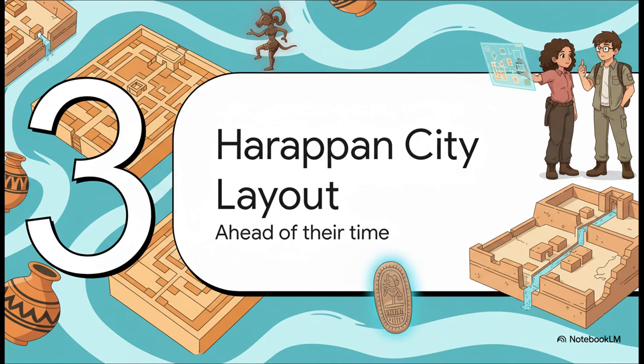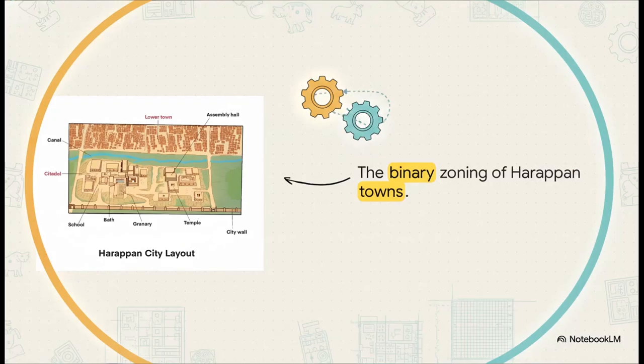Section 3. Harappan city layouts. Now, what's really interesting about this town plan is the sheer genius of their binary zoning. The city wasn't just some random, chaotic sprawl of houses. It was actively divided into two very distinct parts. This was a highly intentional, super organized approach to urban living that, honestly, you rarely associate with the ancient world.